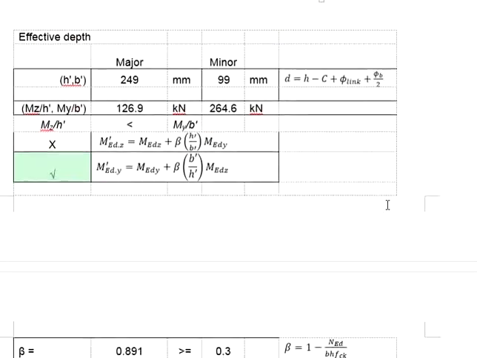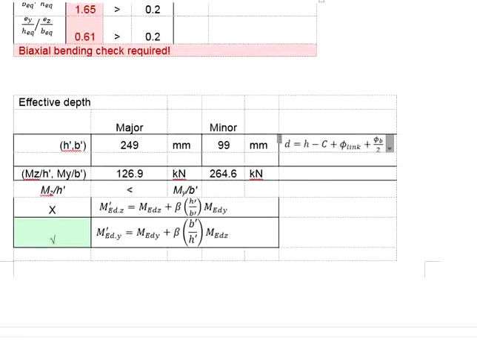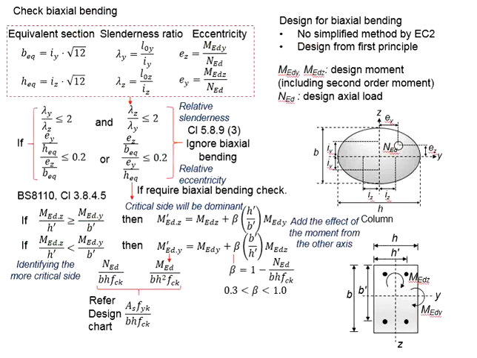Our next step will be to determine which side will be critical. We need to first know which side is more critical in order for us to work out the MED that you may use to determine DAS from the design chart. The criteria to determine the critical side lies with the ratio between the moment versus the effective depth of that particular axis. H' and B' represent the effective depth as indicated in the diagram here.